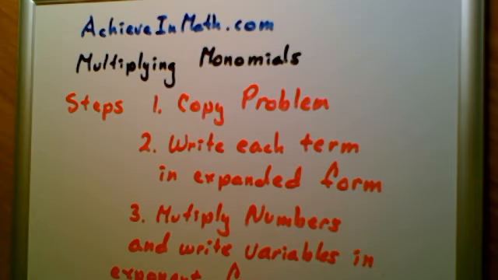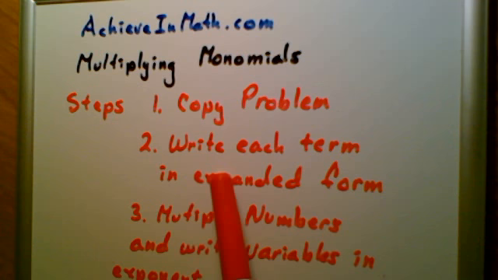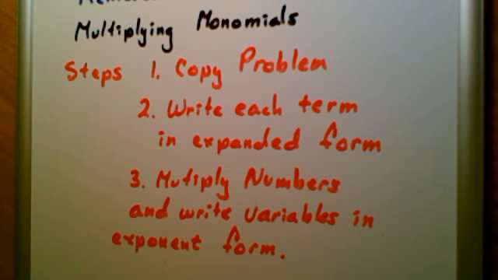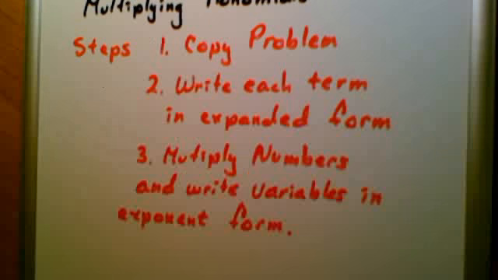And the steps to do the problem are, first of all, make sure that you copy the problem correctly. The second step is to write each term in expanded form, and the third step is to multiply the numbers and write variables in exponent form. It's really fairly easy if you make sure that you write it out correctly in exponent form. Let's take a look at three problems.